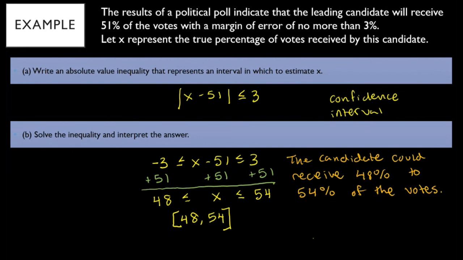Now, if you were in real life polling, this interval says that the candidate could win or could lose, because if he got 48% or 49% of the vote, he would lose. If he got higher than that, he could win. So you might say, oh, well, he got 51% of the votes, the candidate is going to win for sure. But due to the margin of error, it's possible that he doesn't.